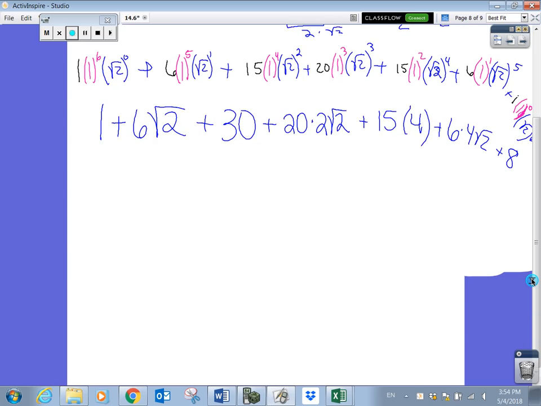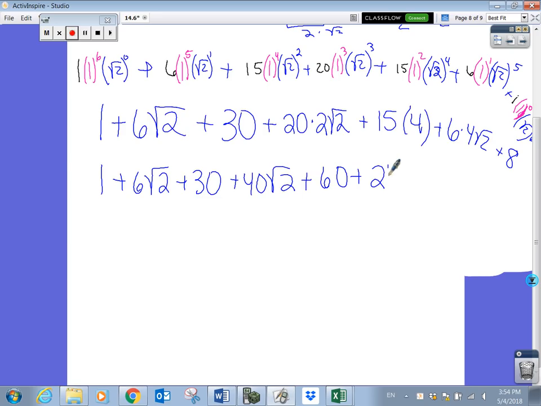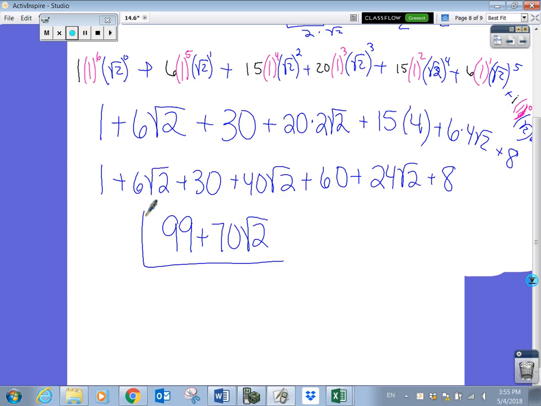So just a little more simplifying to do here. So 1 plus 6 root 2 plus 30 plus 40 root 2, 15 times 4, 60, 24 root 2 plus 8. So now we just add like terms. 1 plus 30 plus 60 plus 8, 99. 6 root 2, 40 root 2, 24 root 2, add those, plus 70 root 2.